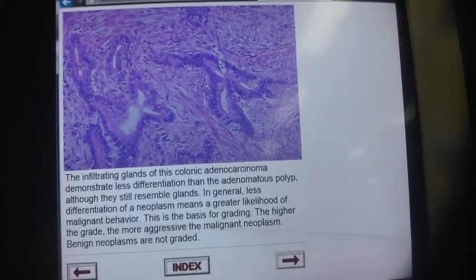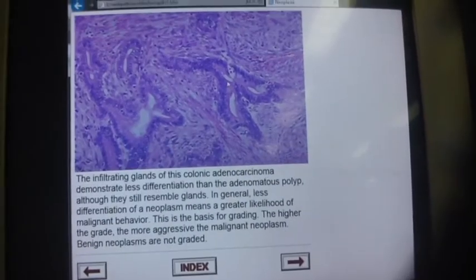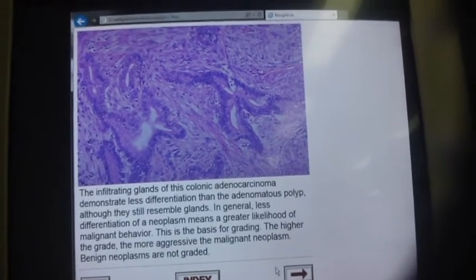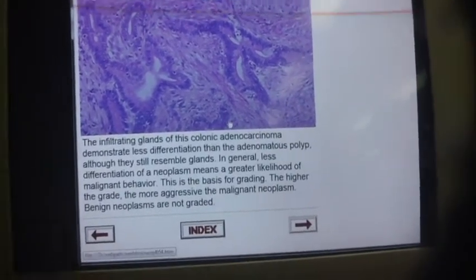And the less differentiated the tumor is, the more aggressive it is, and the more likely it is to invade the adjacent structures and metastasize.